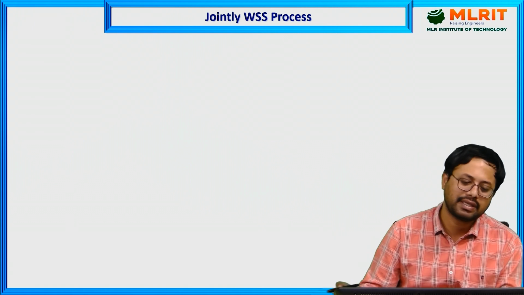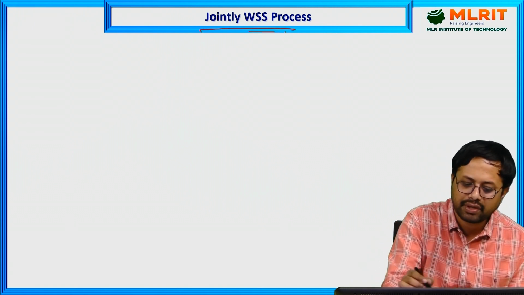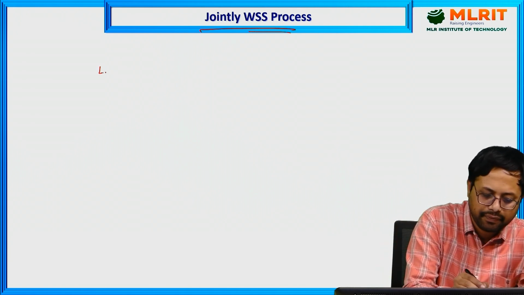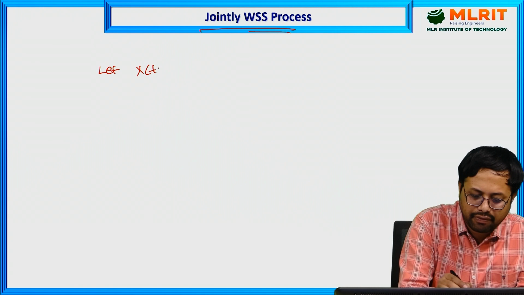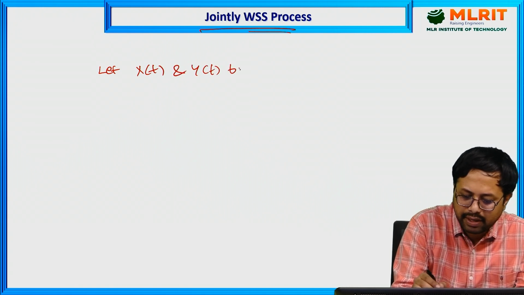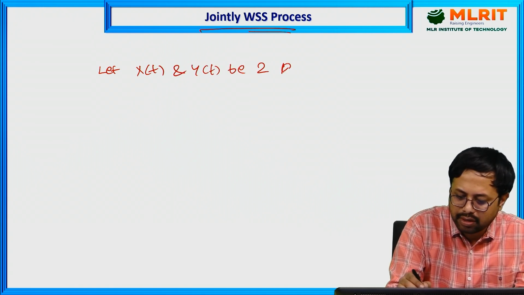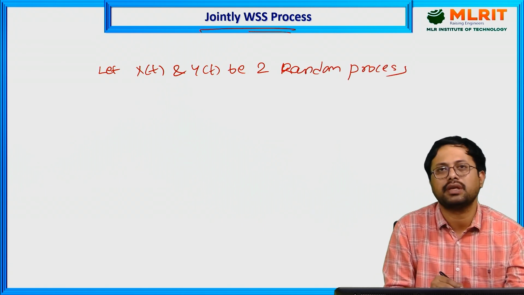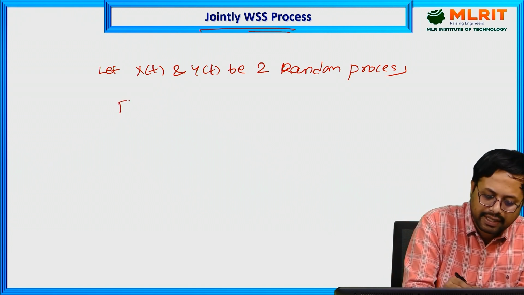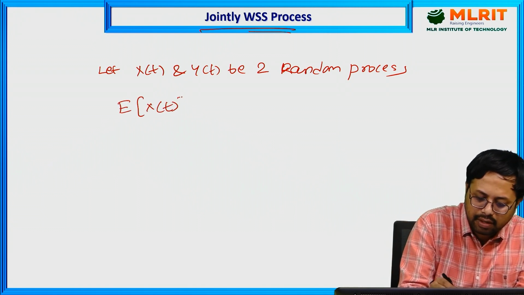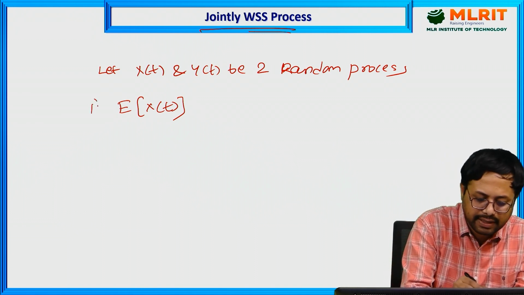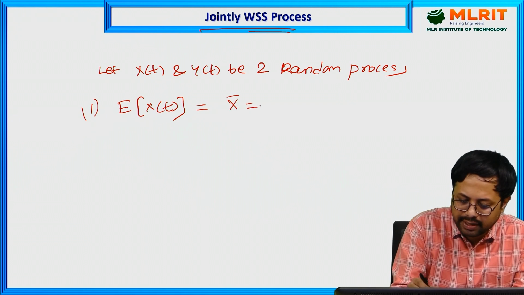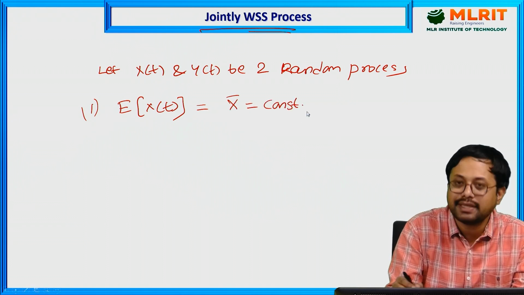The conditions of jointly wide sense stationary must be satisfied. For example, let x of t and y of t be two random processes. The first condition is that the expectation of x of t must be constant, the constant x bar, or independent of time t.